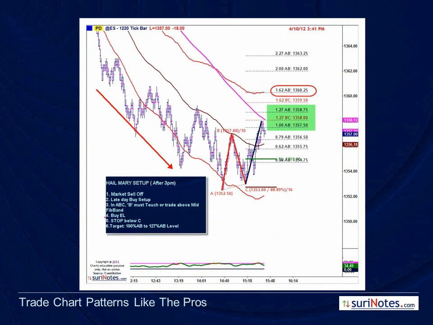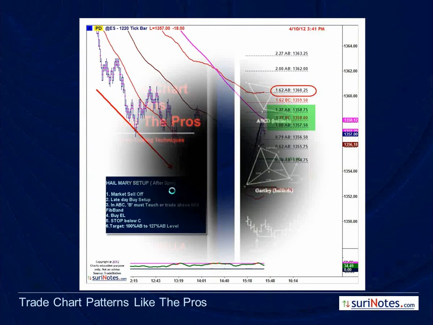And I just wrote briefly how to trade after 3 p.m. The trade must happen after 3 p.m. only. 3 p.m. again East Coast time.